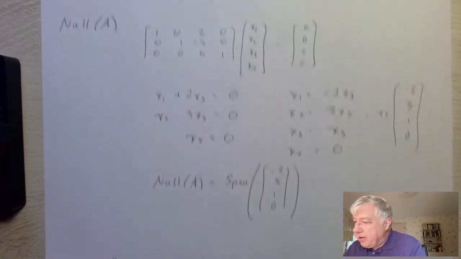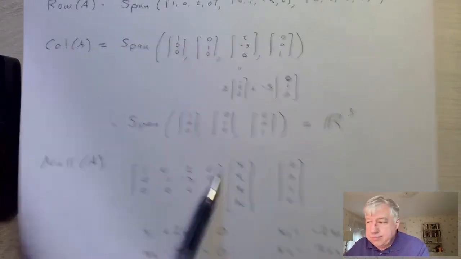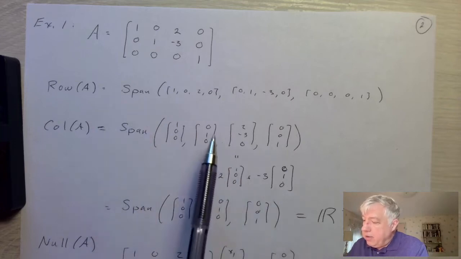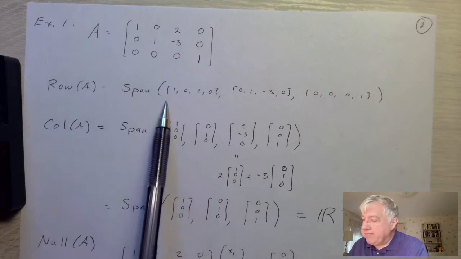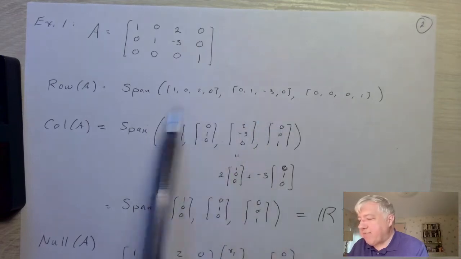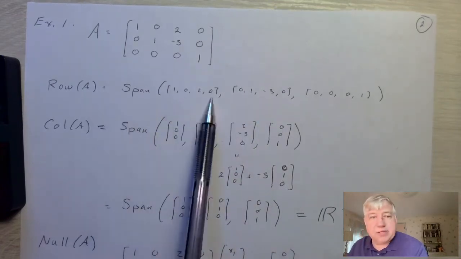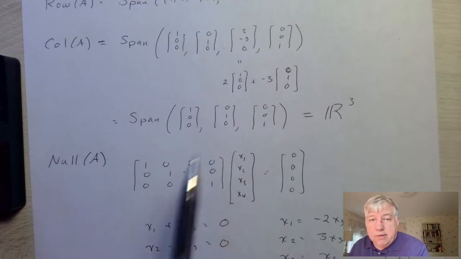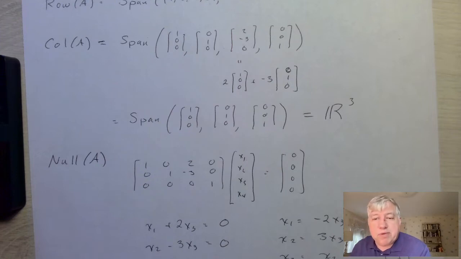Okay, a couple things here. Notice that the row space of A is spanned by 3 vectors, and the column space is spanned by 3 vectors. That's no accident. In fact, we can always arrange it so that the row space and column space are spanned by the same number of vectors, even if one space is contained in R4 and the other is contained in R3.